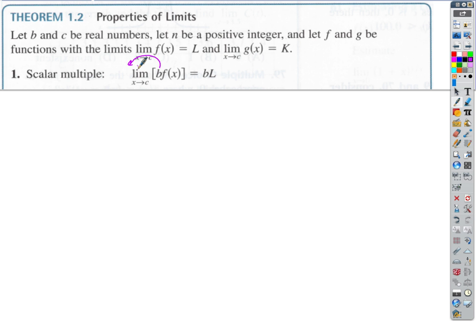Okay? Here's an example. You see how dumb this is? I mean, do you really need to think about this as being 4 times the limit of x? No, you just plug in the 2 and you get 8, right? So it's kind of a non-issue. Really, you don't need to spend any time on this.